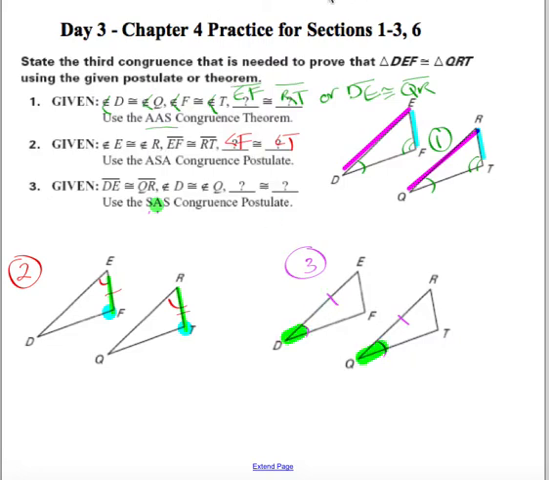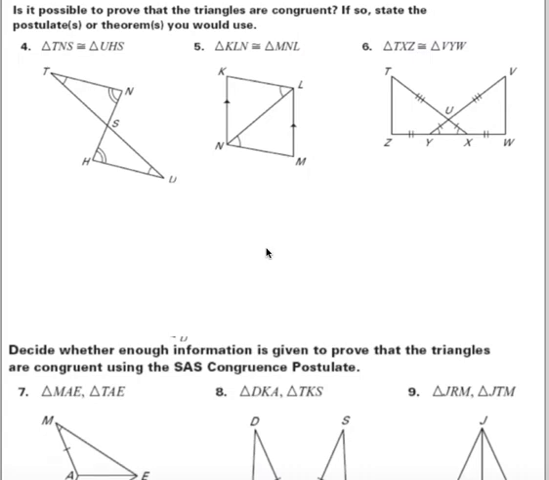be the included angle. So the sides that I'm needing is DF and QT in order to surround that angle for that problem. So we're going to go ahead and say DF congruent to QT. The next set of problems just says, is it possible to prove the triangles are congruent? If so, state the postulate or theorems you would use.